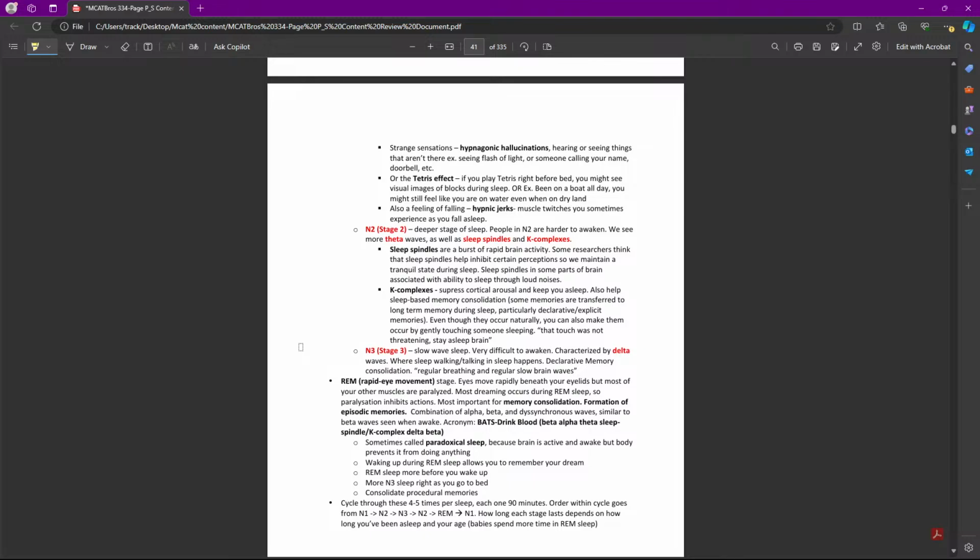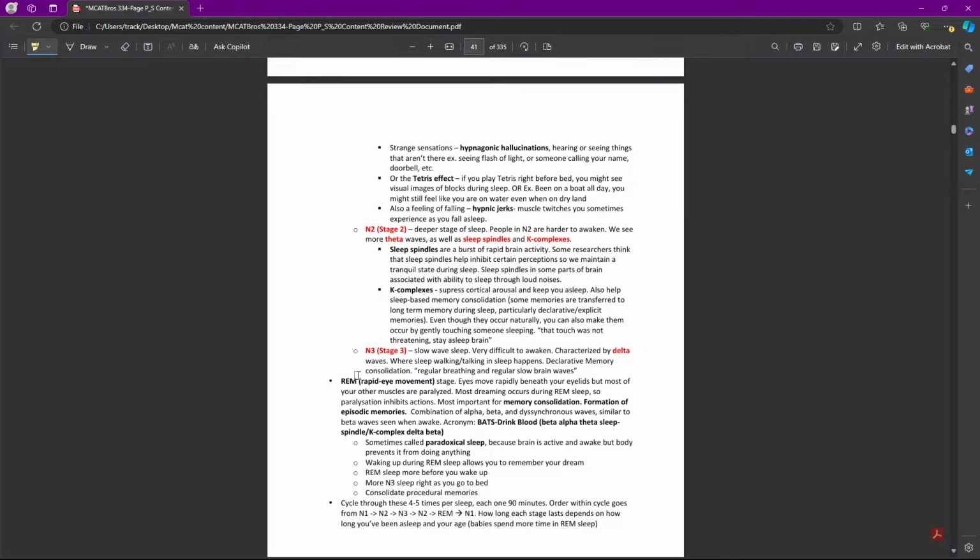So N3, or non-REM sleep stage 3, is when we have the most slow wave sleep. It's very difficult to awaken, characterized by delta waves, where sleepwalking and sleep talking occur. Declarative memory consolidates, breathing is regular, and brain waves are really slow.